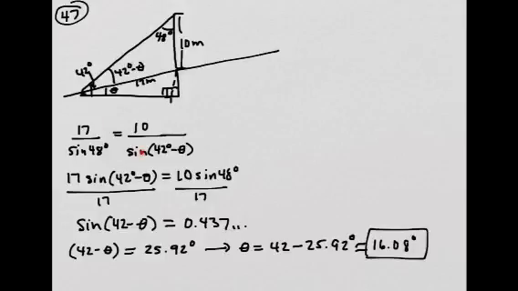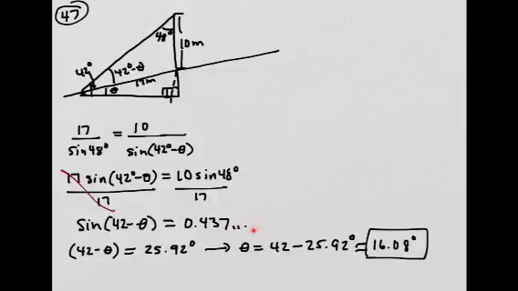You cross multiply, same thing as before. So 17 sine of 42 minus theta equals 10 sine 48. Divide by 17, so that leaves the sine of 42 minus theta by itself. And so you put this into a calculator and you get this ratio.